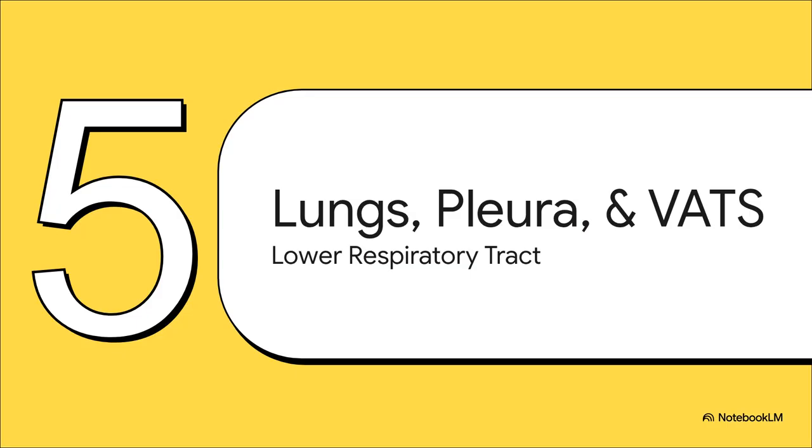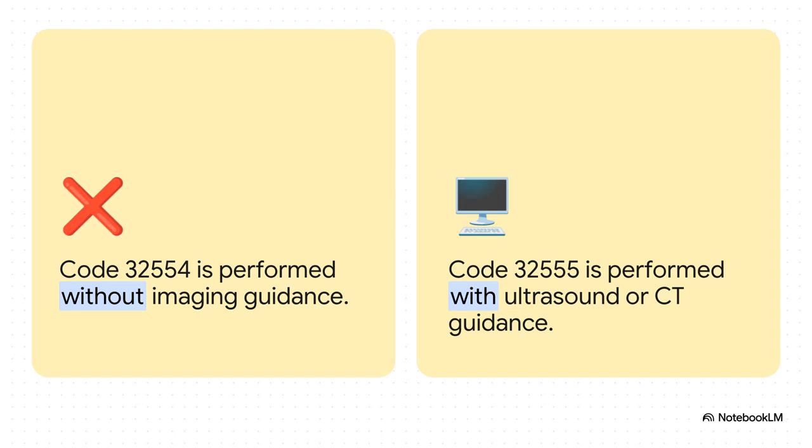We've reached the bottom of the airway. Section 5, lungs, pleura, and VATS, focusing right on that lower respiratory tract. Let's take a look at thoracentesis, which is draining fluid from the pleural space. This is a classic exam scenario where one single detail changes everything. Code 32554 is for doing it without any imaging guidance. But code 32555 is performed with ultrasound or CT guidance. Literally just checking the note to see if an imaging machine was in the room instantly hands you the correct code.